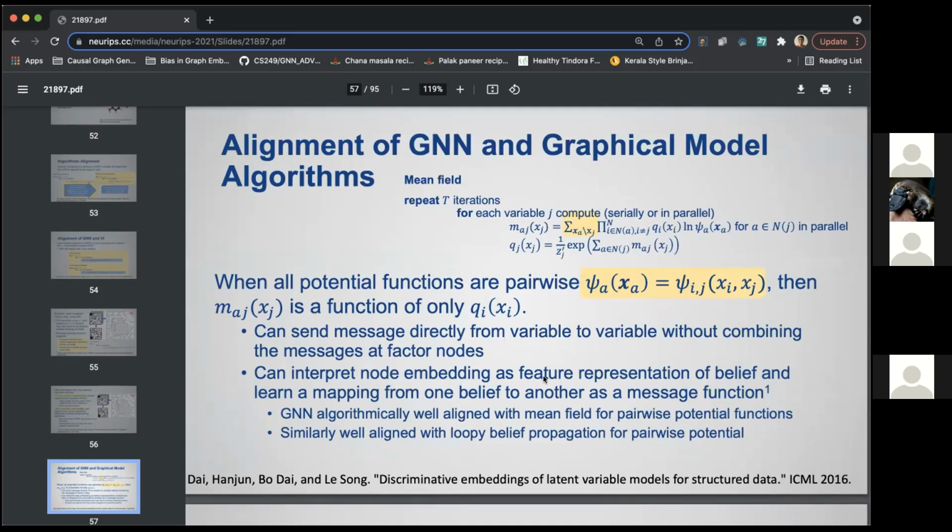Therefore we can send messages directly from one variable to another variable without combining the messages at factor nodes. Because we're looking at potential functions that only take as input two random variables, and this approximation only consists of qxi, we can get rid of the factors and just pass messages directly between different random variables. And that's how the GNN is well aligned with the graphical model algorithms that we looked at previously.